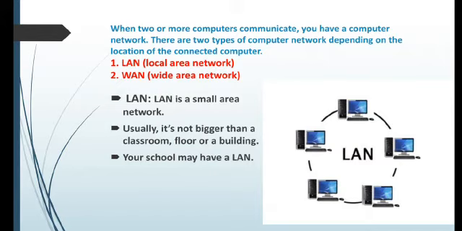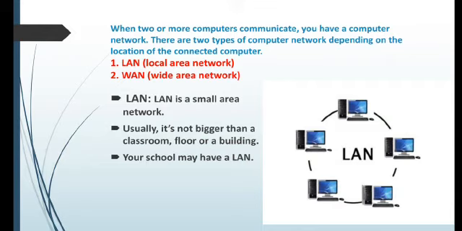When two or more computers communicate, you have a computer network. There are two types of networks depending on the location of the connected computers. According to the location, there are two types of computer networks. Number 1 is LAN and number 2 is WAN. LAN is local area network, and WAN is wide area network.